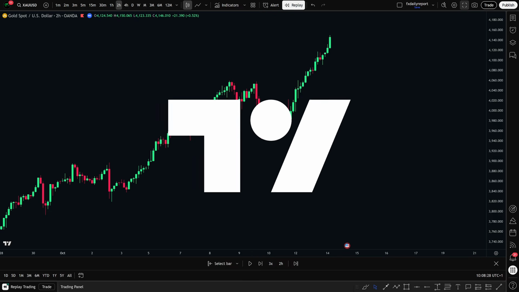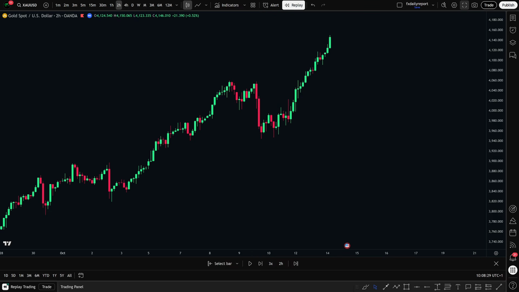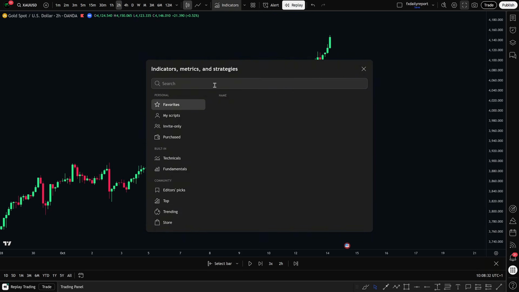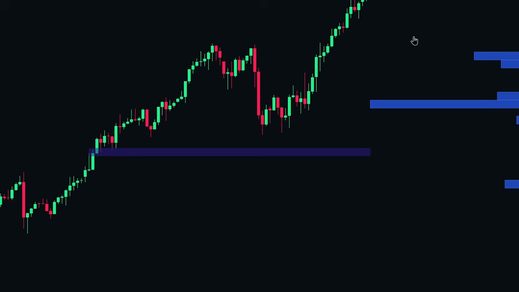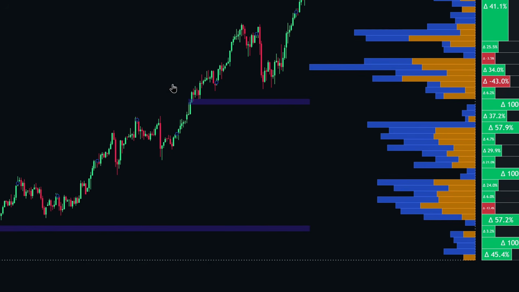Open TradingView and make sure your chart is open. At the top of the chart, click on the Indicators tab. Next, in the search bar, type Volume Gaps and Imbalances. From the results, select the indicator created by Zeiierman. Once you click on it, the indicator will instantly load on your chart with its default settings.